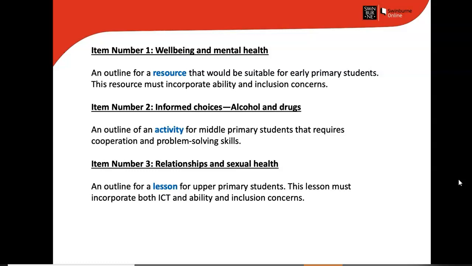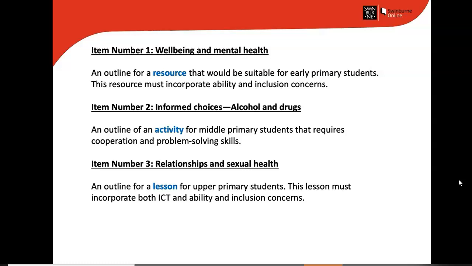Item number 2. Now we're looking at informed choices and specifically alcohol and drugs. An outline of an activity for middle primary students that requires cooperation and problem-solving skills. So it's not a resource, it's an activity. See the difference there. Make sure you are very, very aware of what we're actually doing here. The first item is a resource. The second item is an activity. And this time it's aimed at middle primary students.